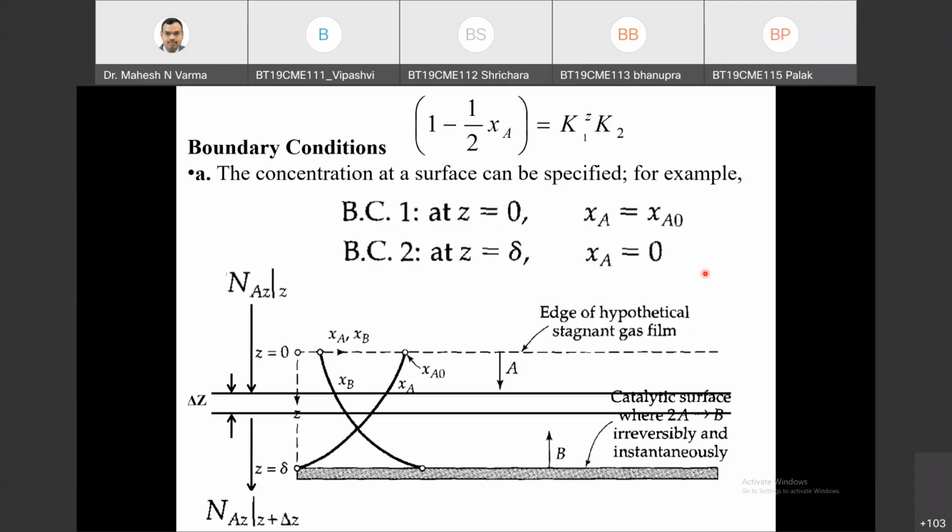Roll number 116, Abhinit. Roll number 117, Shashwat. Hundred and 19, Tarun Sai.